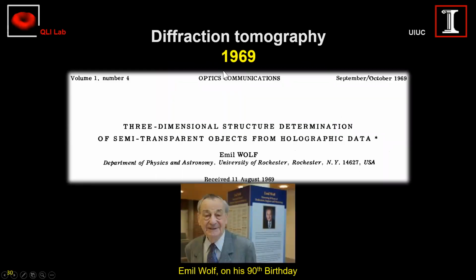So basically, getting holographic data to extract 3D structure of the object is an idea that was proposed early on by Emil Wolf, pioneer of optical coherence. Maybe some of you know of him. With Born, he has this book on optics that has been referred to as a Bible of optics for many years.